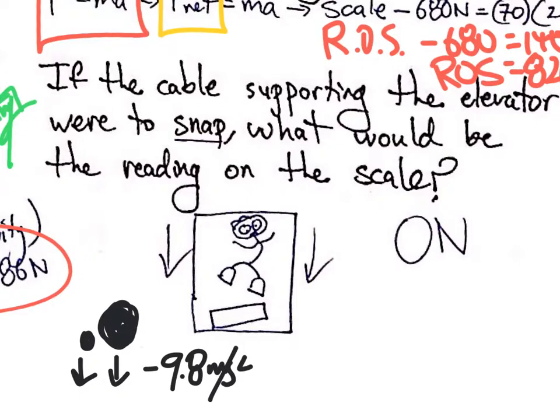And so Joey and the, what's this thing called, the scale would be floating inside the elevator. This does not say on, this says 0 newtons. So 0 newtons would be the reading on the scale.